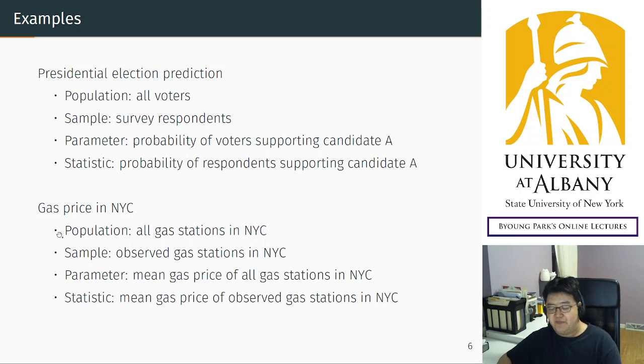So this structure is very important to understand, because later in this chapter and the later chapters, what we are going to do is study the relationship between parameter and statistic, the population and the sample. So, for example, we'd like to study how accurate the statistic is about the parameter, right?